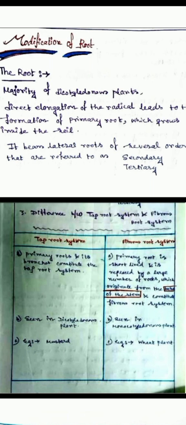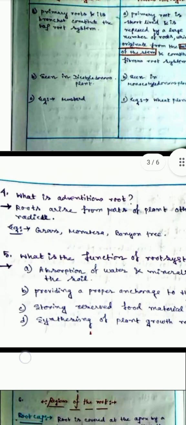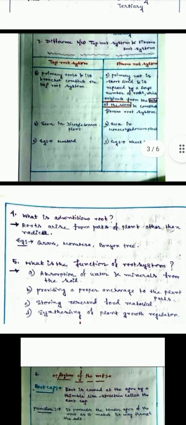Point number C. Example of taproot system: mustard, and example of fibrous root system: wheat plant. Now, point number 4. What is adventitious root? It is the most important part of this topic. Answer: roots that arise from parts of the plant other than the radicle. Point to be noted: other than radicle. Example: grass, monstera, banyan tree, etc.